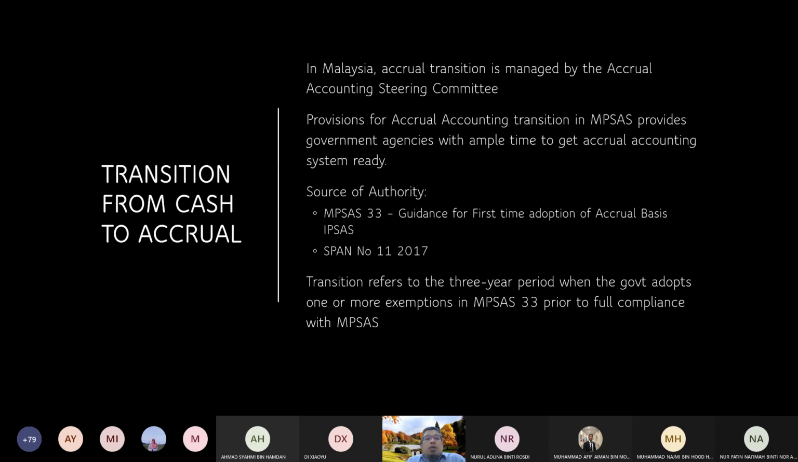Right, now we move to a discussion on transition from cash to accrual. In Malaysia, accrual transition is managed by the Accrual Accounting Steering Committee. It was discussed just now. Provisions for accrual accounting transition in MPSAS provide government agencies with ample time to get the accrual accounting system ready. So MPSAS 33 is a guidance. Transition refers to the 3-year period when government adopts one or more exemptions in MPSAS 33 prior to full compliance with MPSAS.